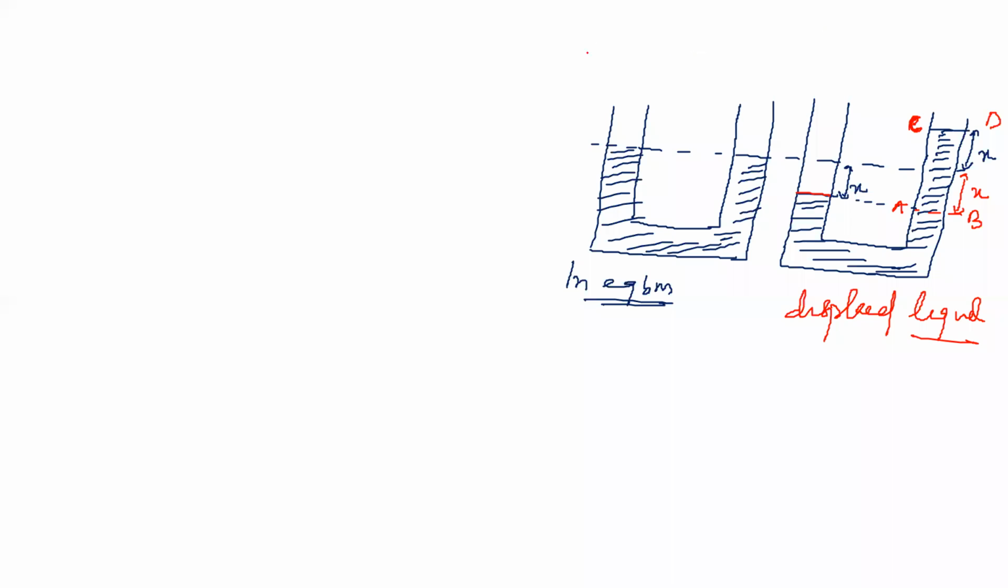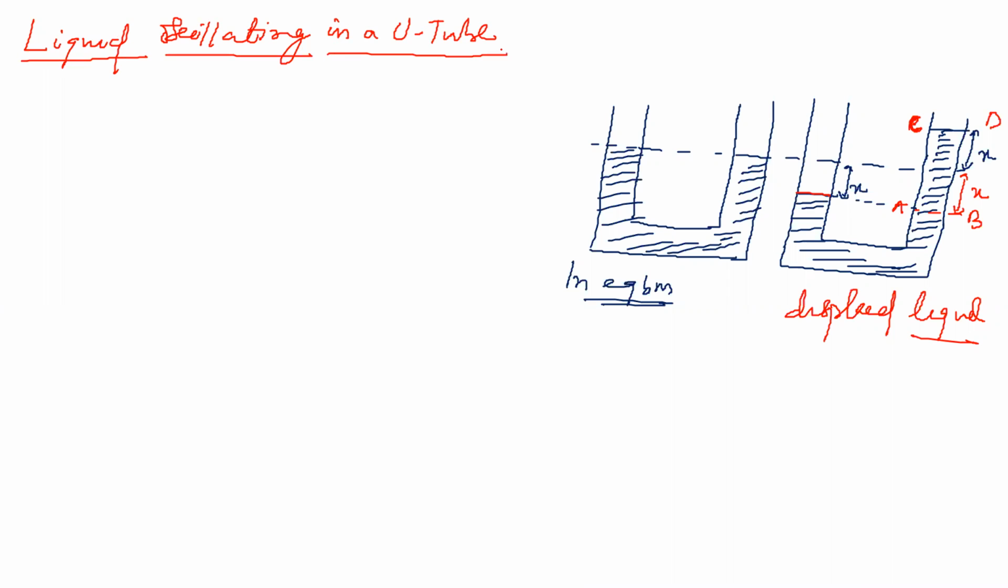Okay, students, next we'll see liquid oscillating in a U-tube. That is also another case of SHM. Yes or no? You could visualize the thing. Liquid oscillating in a U-tube. Correct. That means at equilibrium, the liquid level is at this place in a U-tube.